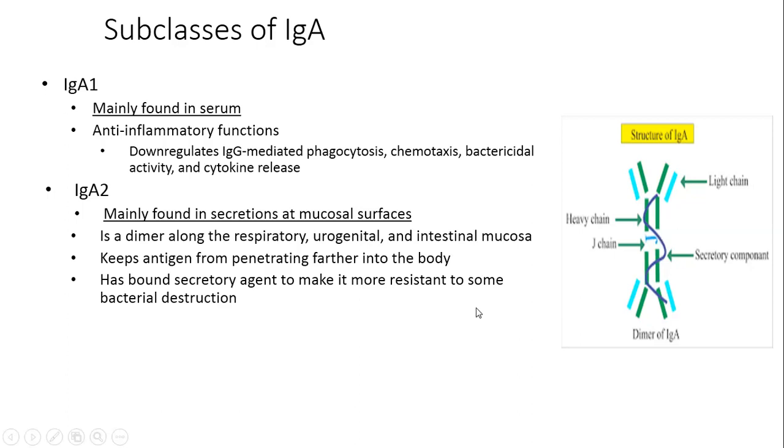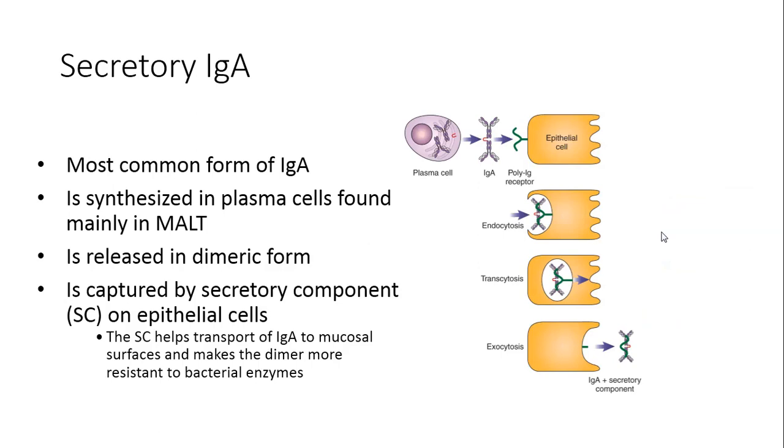As I said, it has this secretory component that helps it become more resistant to bacteria, but we're going to really see in a second how the secretory component aids IgA in the process of patrolling the mucosa. This illustration is in your book, I believe.